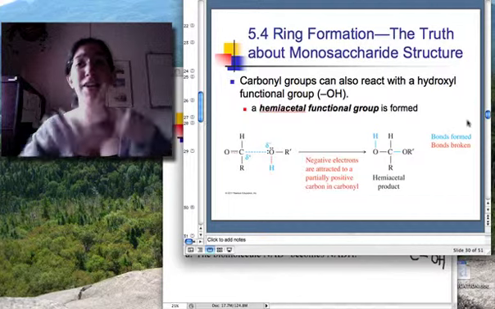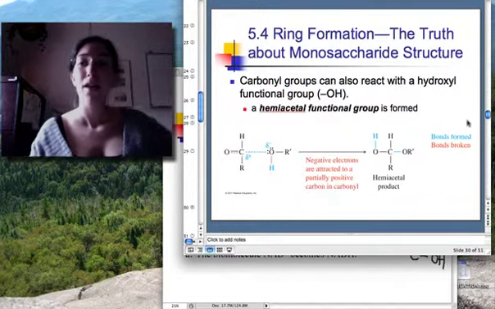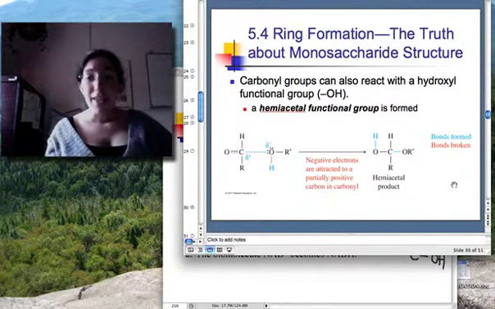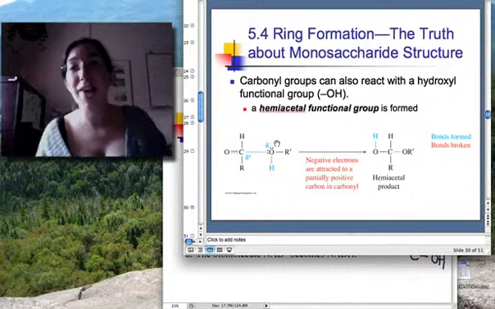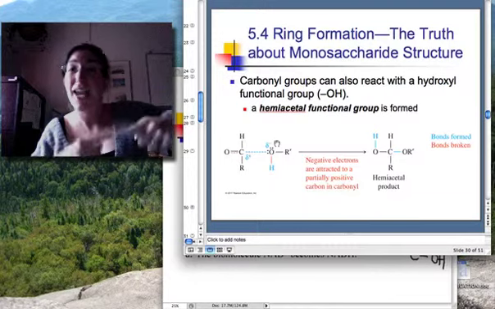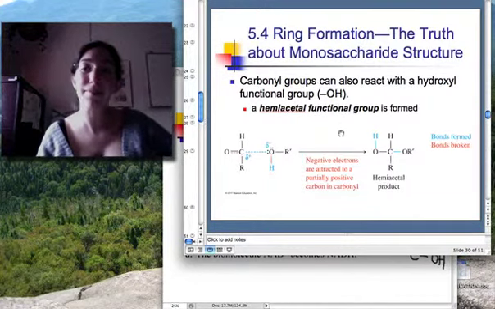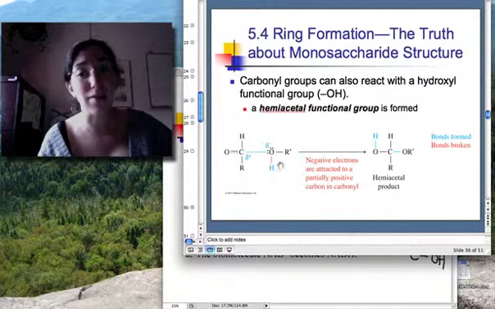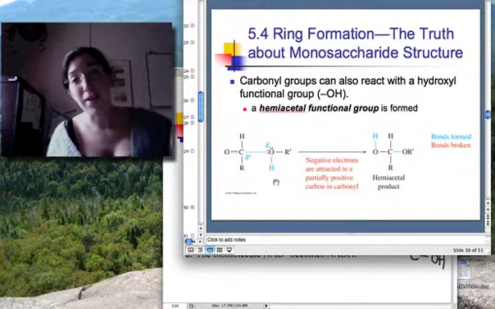And the ring structures can actually open up and reform. But the way that they form these ring structures is through basically a reaction where they curl up on themselves and connect into this ring. The reason they do that is because carbonyl groups, the ones in the aldehyde or ketone functional groups in sugars, can react with the alcohol groups, the hydroxyl groups, on another carbon in the sugar.